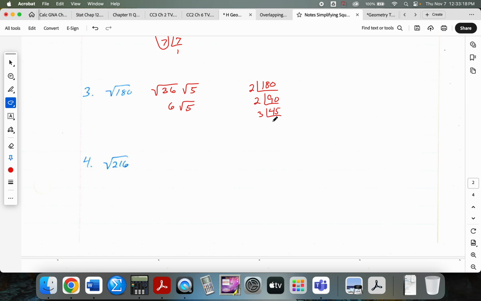3? Okay. 3 goes into that 15 times. 3 goes into 15 5 times. 5 goes into 5 once. So I've got 2 times 3 times a square root of 5 that's left. What's left over is left under the square root sign, so that's 6 square roots of 5.